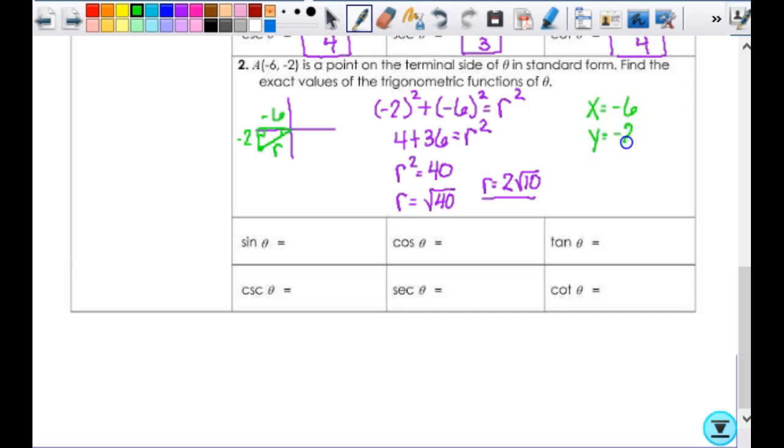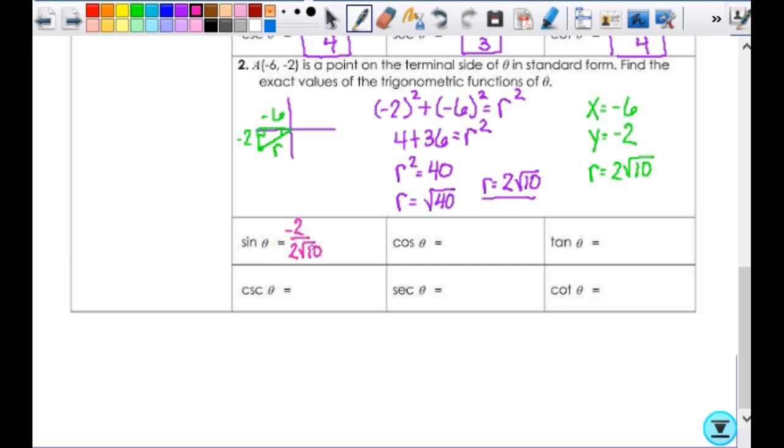Y is equal to negative 2 from my ordered pair. R is equal to 2 square root of 10 from my Pythagorean theorem. Okay, so now I have to set up these and correctly be able to reduce them. Sine is y over r, so your y is negative 2, and your r is 2 square root of 10.